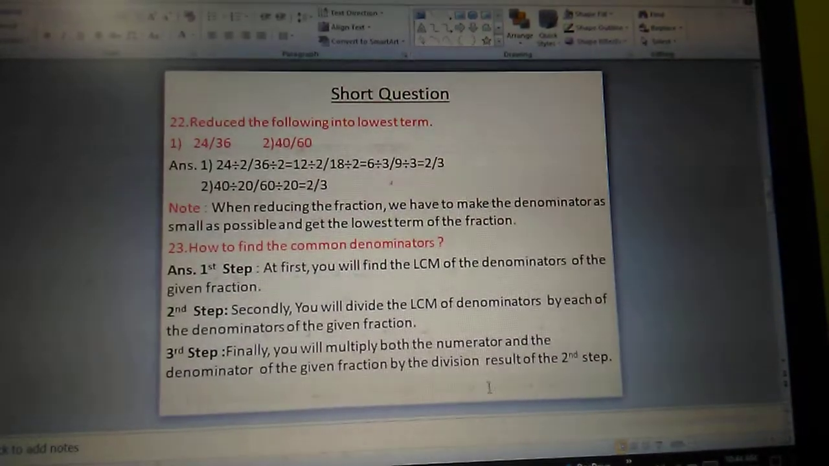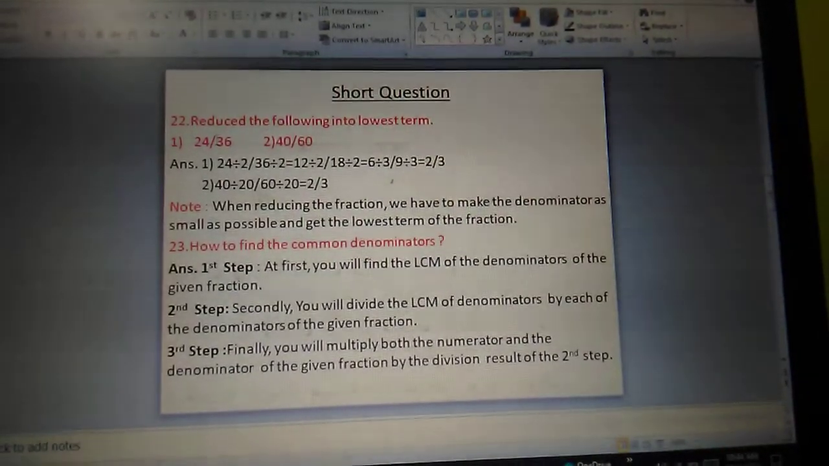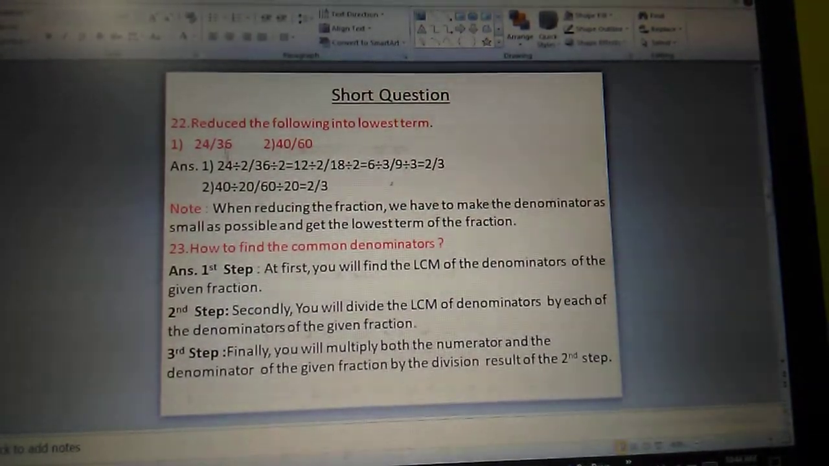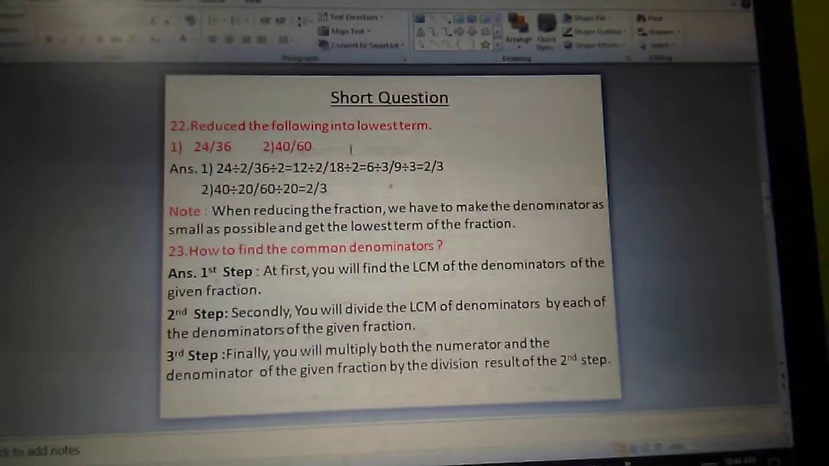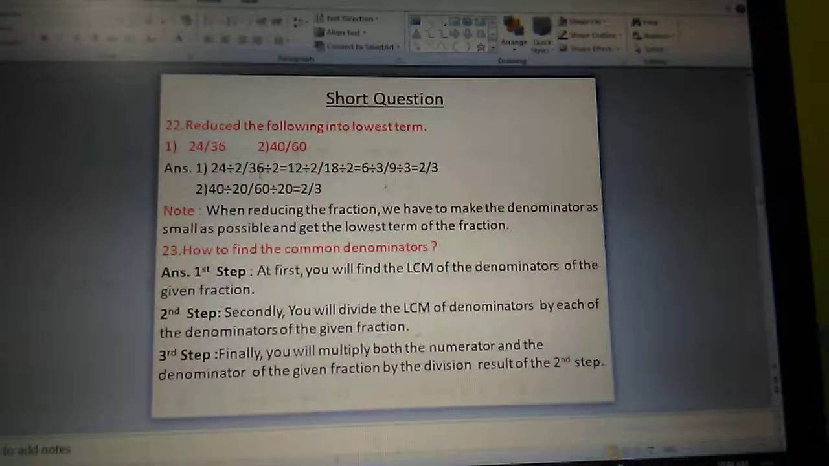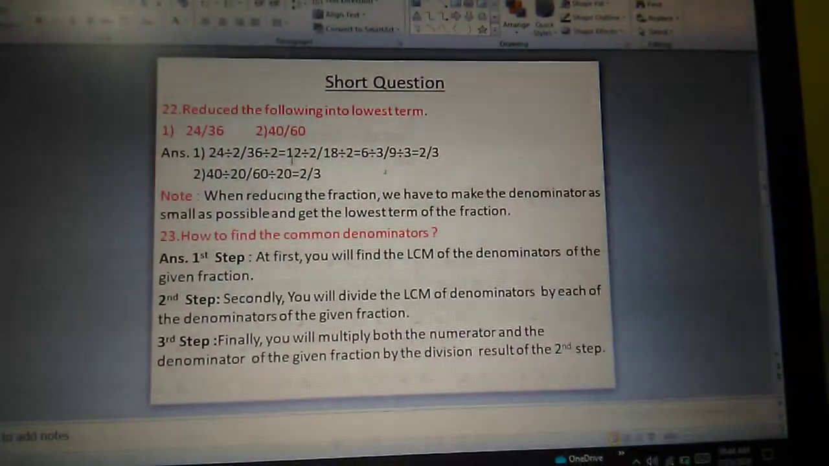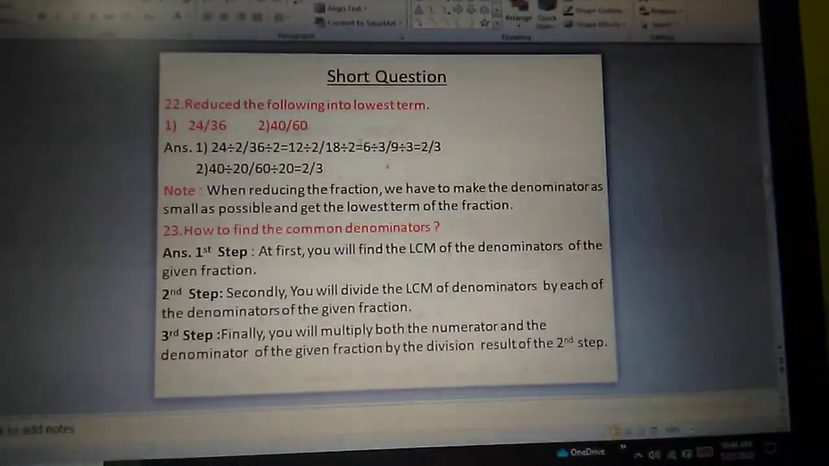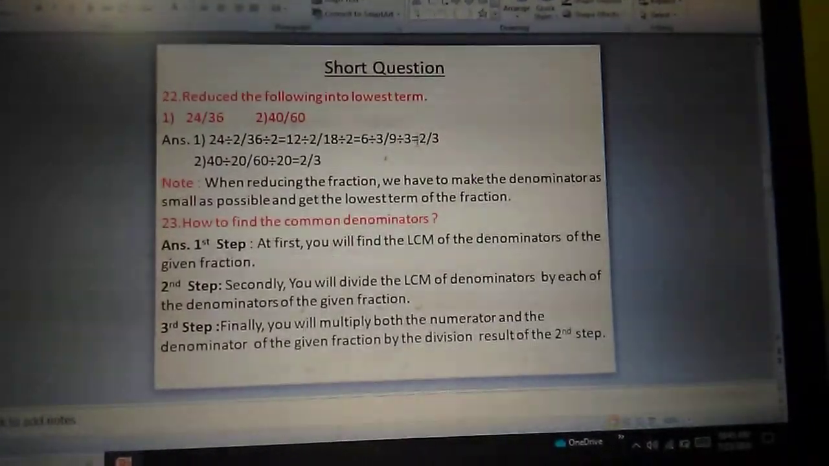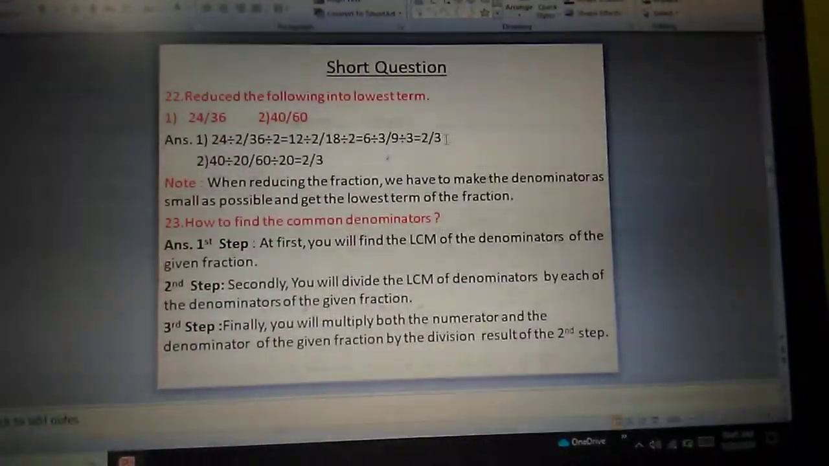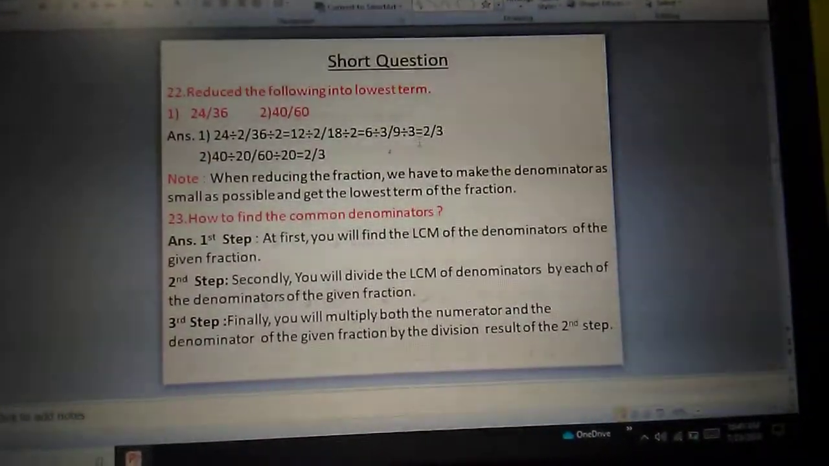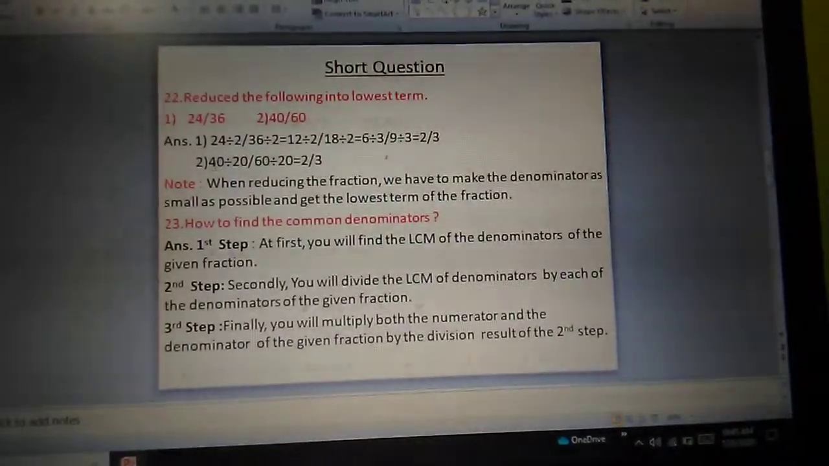Reduce the following into the lowest terms. So we'll reduce 24 by 36 and 40 by 60. We divide 24 by 2, and 36 also by 2. We got 12 by 18. Again we divide the numerator and denominator by 2. Then we got 6 by 9. Then again we divide 6 by 3 and 9 by 3. Then we got 2 by 3. We cannot reduce it anymore because there is no common factor of 2 and 3. So it is reduced. Then 40 by 60.